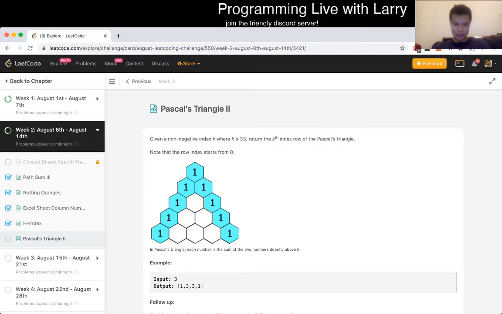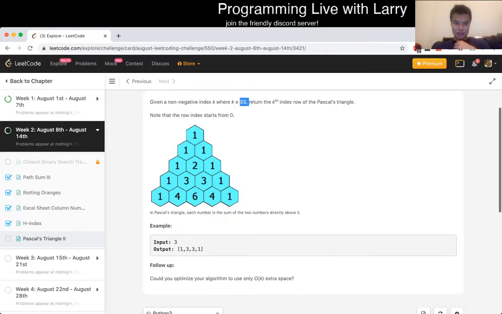And today we're going to do Pascal's Triangle 2. Given a non-negative index k, where k is less than 33, return the kth index row of Pascal's triangle. Note that the row index starts from 0. Okay.